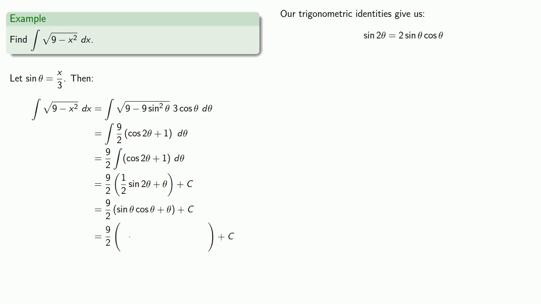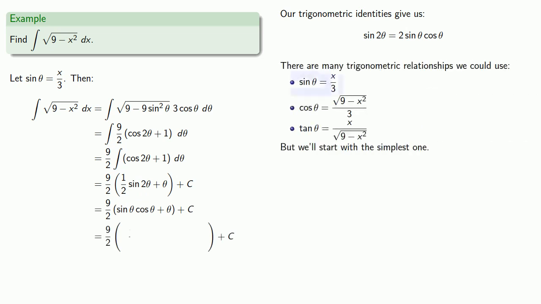And from our initial triangle, we know the sine of theta, cosine of theta, and theta itself must be the arcsine of x over 3.